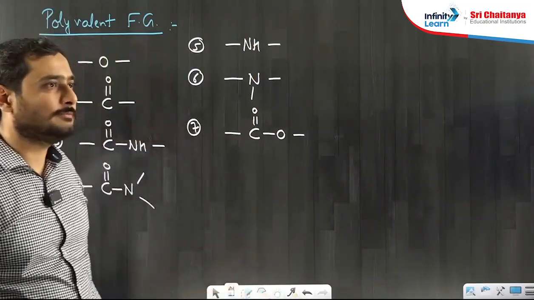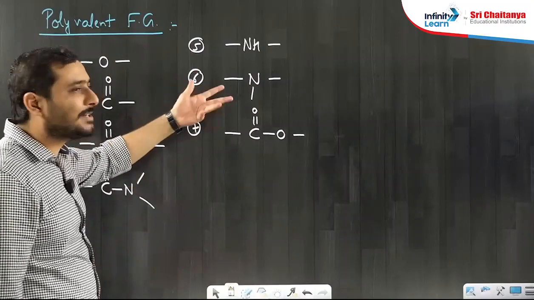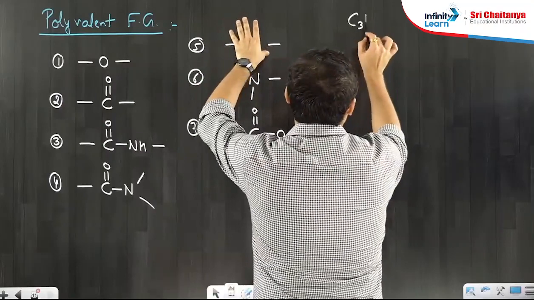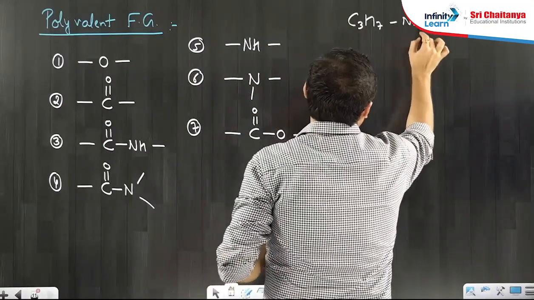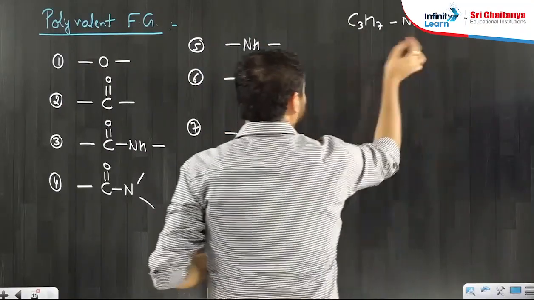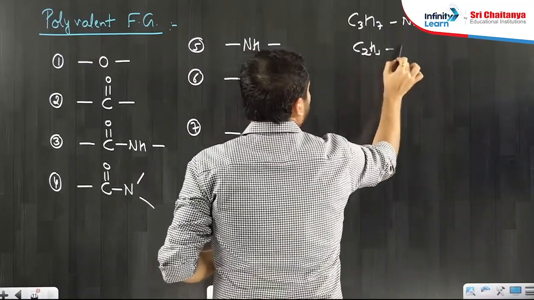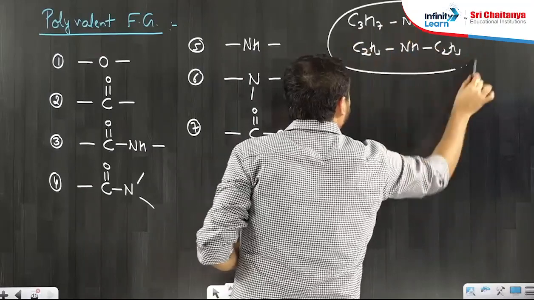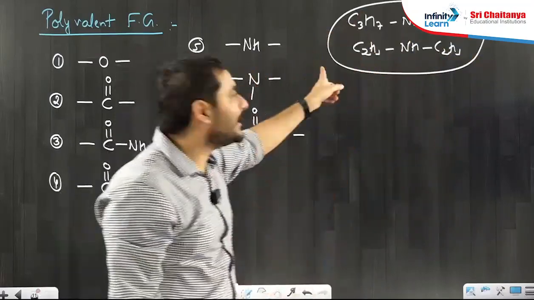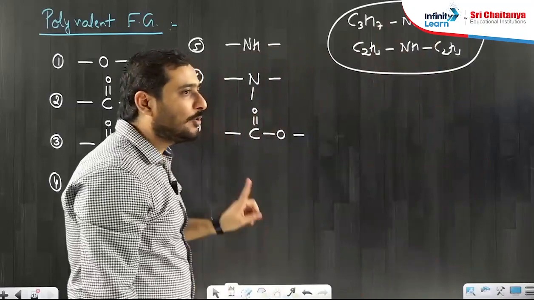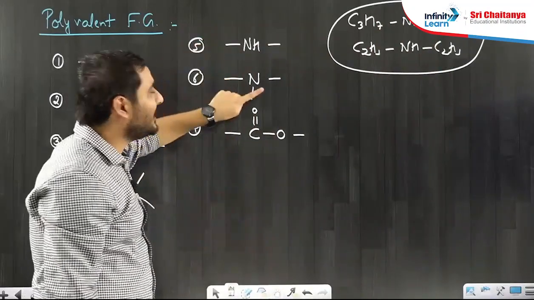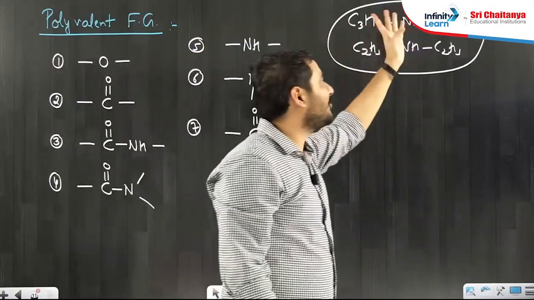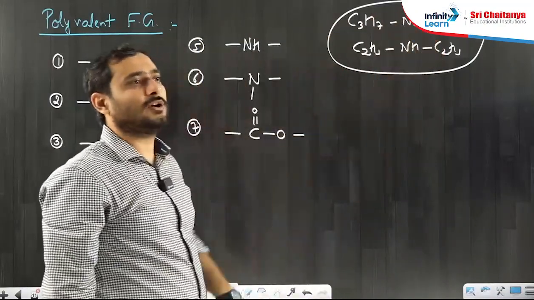So all these are polyvalent functional groups, and across these, what is possible? Metamers are possible. No, secondary and tertiary amines are not metamers. In secondary amine, there are possible cases. For example, C3H7NHCH3. This is secondary. C2H5NHC2H5. This is also secondary. Both are secondary, and in secondary amine their alkyl groups are different. I am not saying that secondary and tertiary amines are metamers. In secondary amine, if alkyl groups are different, then they are metamers of each other.